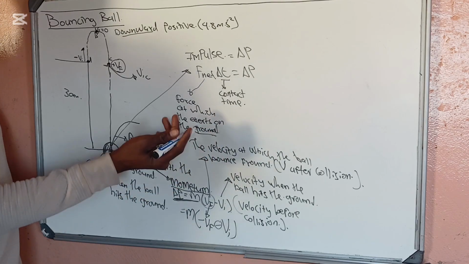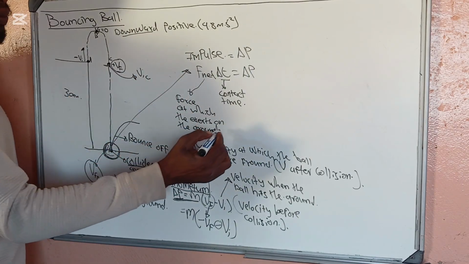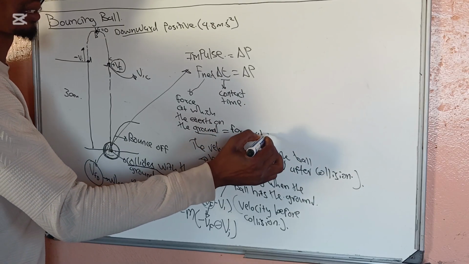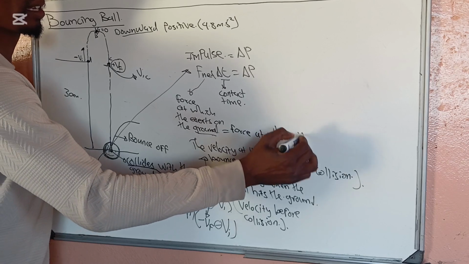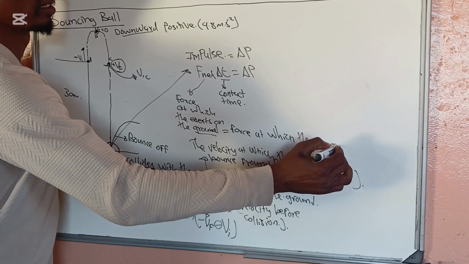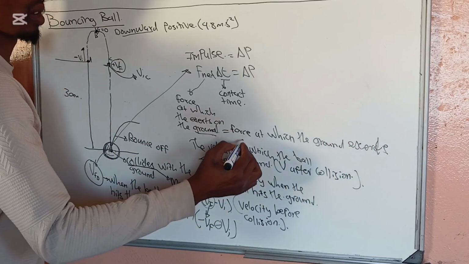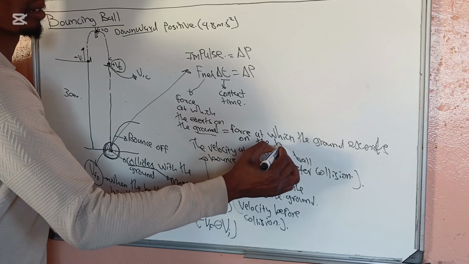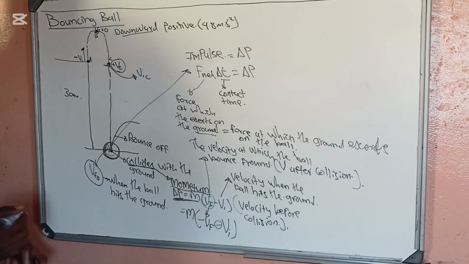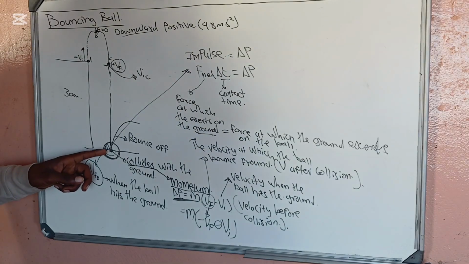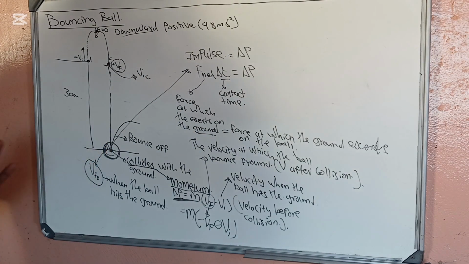And the ground also exerts the same force on the ball, which is equal to the force at which the ground exerts on the ball. Now, the ball is colliding with the ground. Topic momentum. What is the last that we want to talk about?